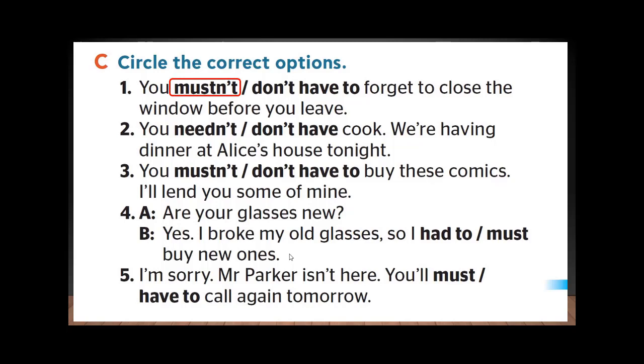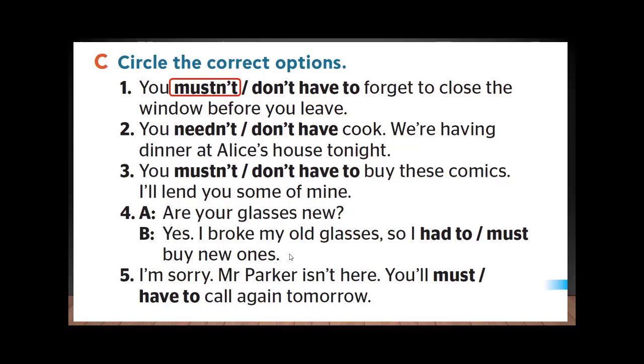Why? Because if you left the window open, someone may get into the house, someone may steal something from the house. So here it's a prohibition. You mustn't forget. You are trying to warn him against forgetting to close the window.